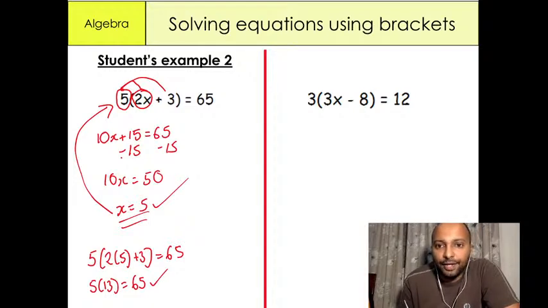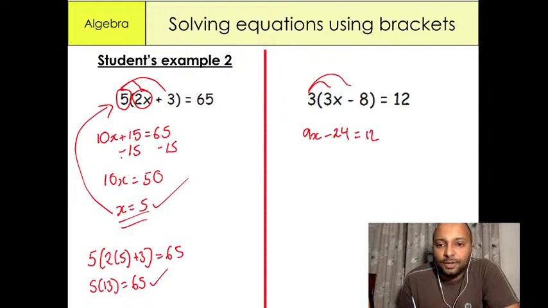So we have 3(3x - 8) = 12. Again, I'm going to expand the brackets first. So 3 times 3x is 9x. 3 times negative 8 is minus 24. And we have 12. So again, all I've done is expand the brackets. I've got rid of the brackets.